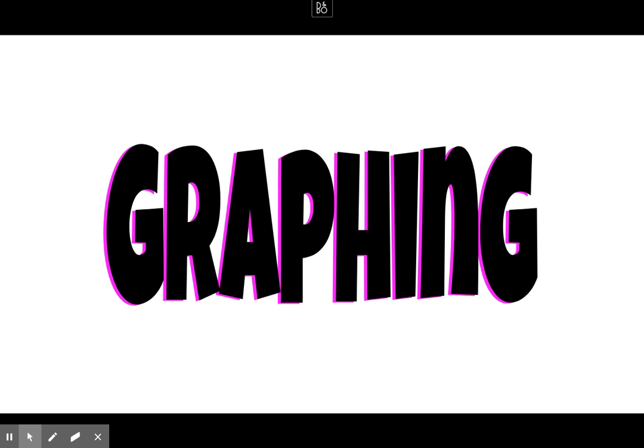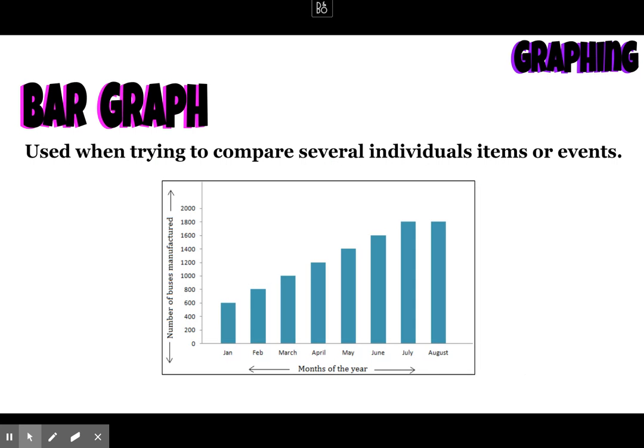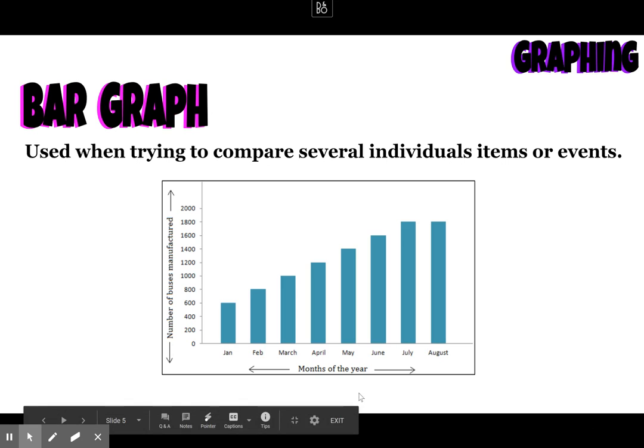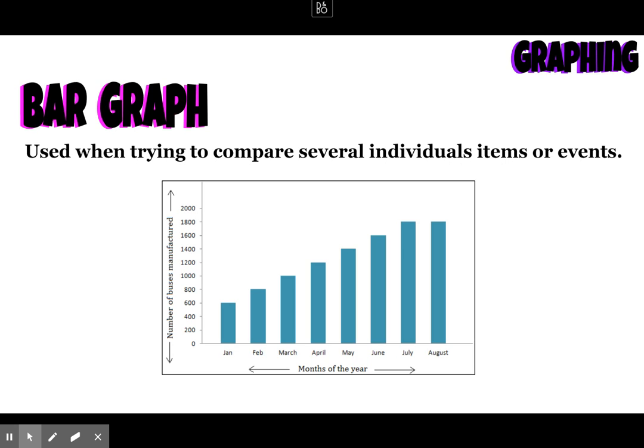So moving forward with today, we're going to be talking about graphing and different types of graphs. So the first type of graph we are going to talk about is a bar graph. This is used when we're trying to compare several individual items or events. And so if you're looking at this bar graph here, you can see that on our x-axis here, we're looking at the months of the year. And on our y-axis, we're going to be looking at the number of buses manufactured. And so you're able to see from this bar graph that as the months go on, more buses were being manufactured.